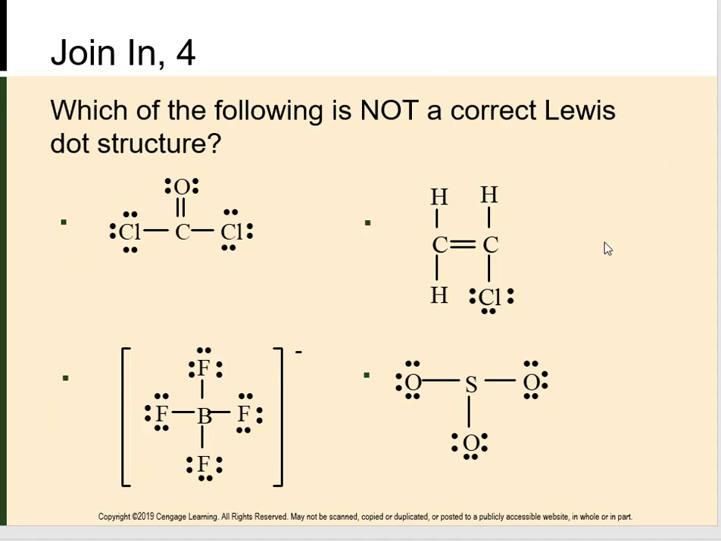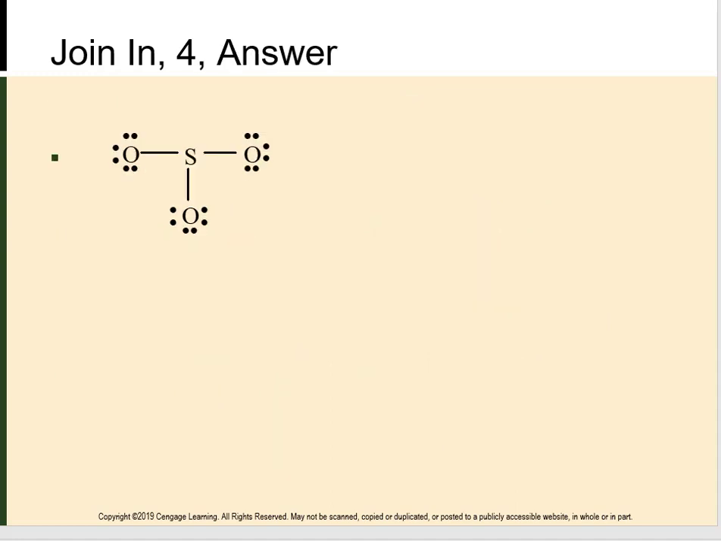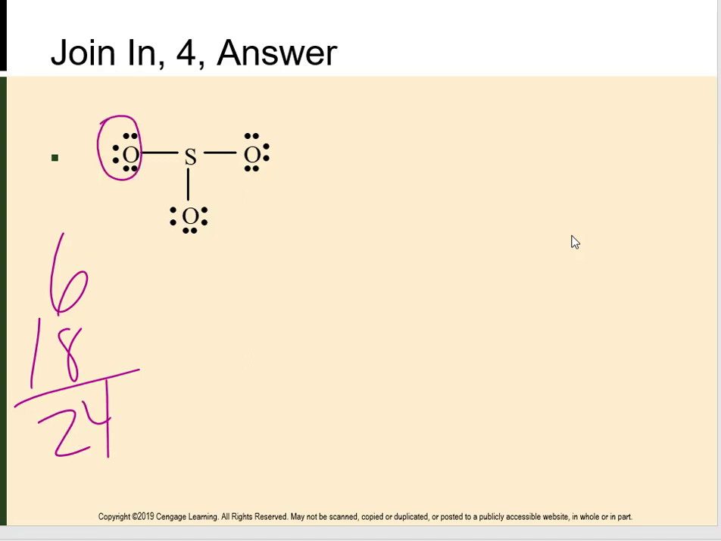How about this one? Take a second, pause the video. And we would see that sulfur would have 6. Each oxygen is also 6. 6, 12, 18. So 18 and 6 is 24. Let's see what we have. 2, 4, 6 around each oxygen. 6, 12, 18, 19, 20, 21, 22, 23, 24. All right, we've got 24. Let's see what our problem is.